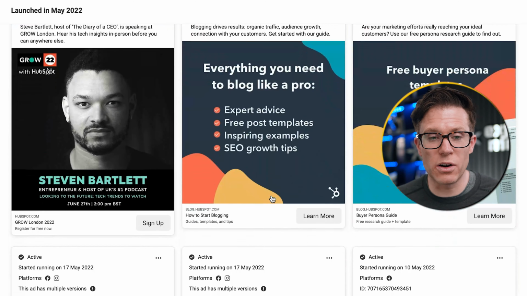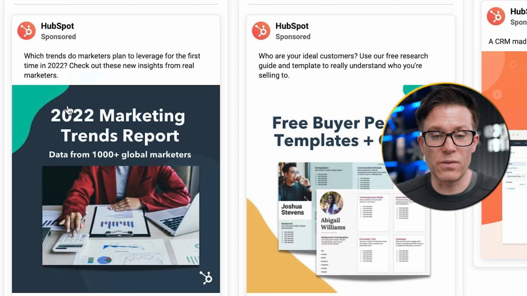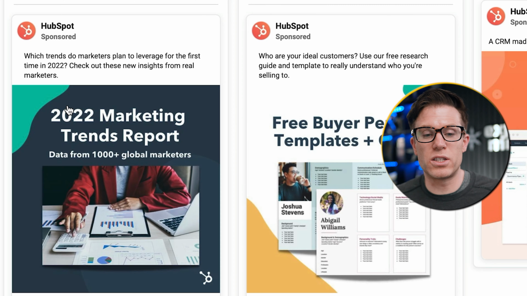But what we can tell is they're putting a lot of work into creating these different lead magnets. They're even running conferences as a way of generating leads. So it's unlikely that they're not going to be spending heavily to promote these things. They've got this 2022 marketing trend report data from 1,000 plus global marketers. Like, these things aren't that cheap to produce. So they're going to be spending a reasonable amount to promote these assets. Otherwise, the whole exercise is pointless.